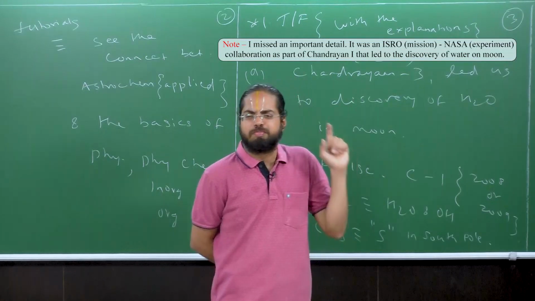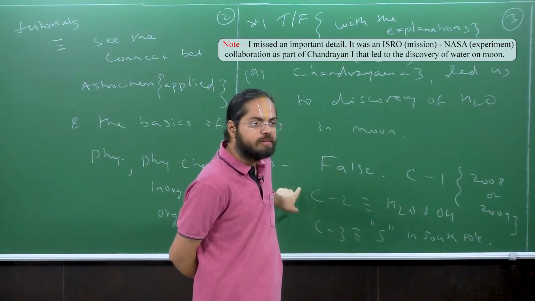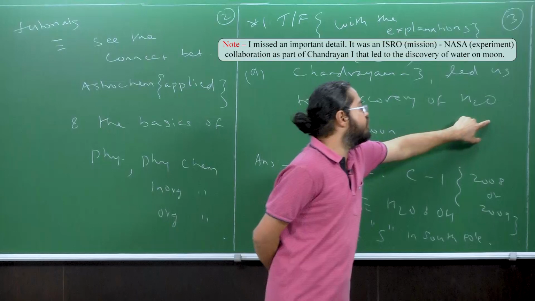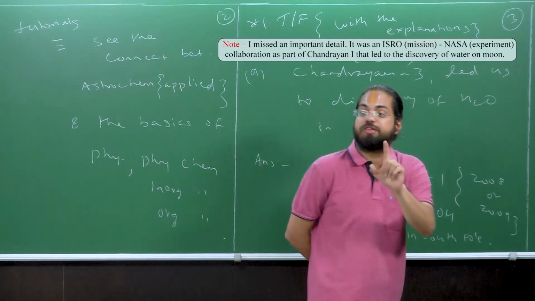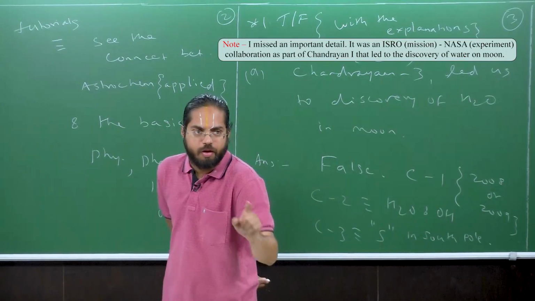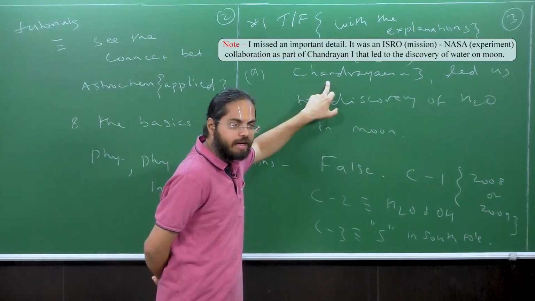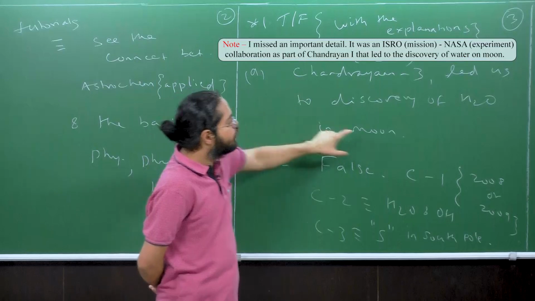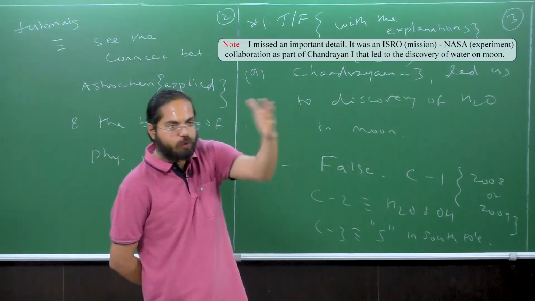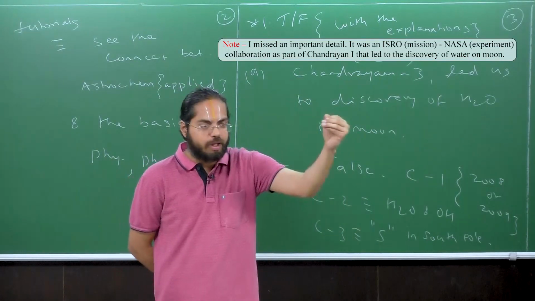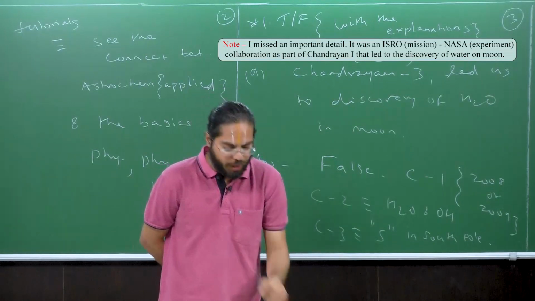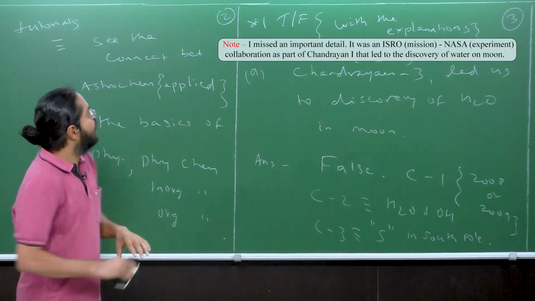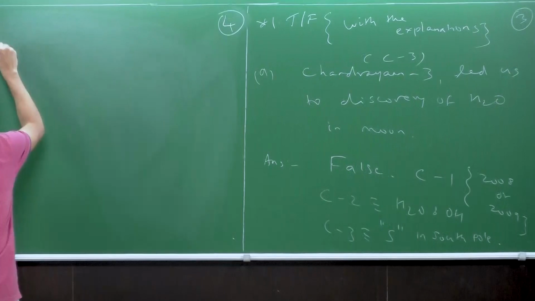And why am I especially highlighting this specific point? It is because the discovery of water on the moon was first made by Chandrayaan 1, which is an Indian mission. So it was ISRO and Chandrayaan 1 who first discovered water on the moon. I want you folks to remember and note this point in particular. All right, so let us now go to the next question.